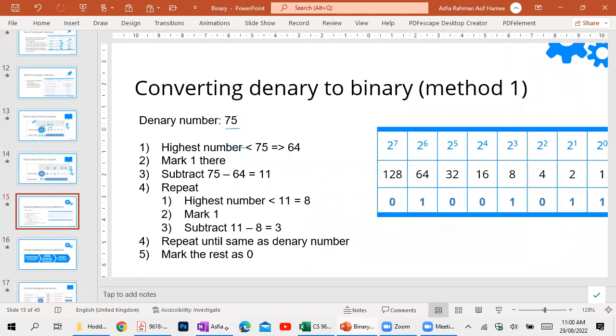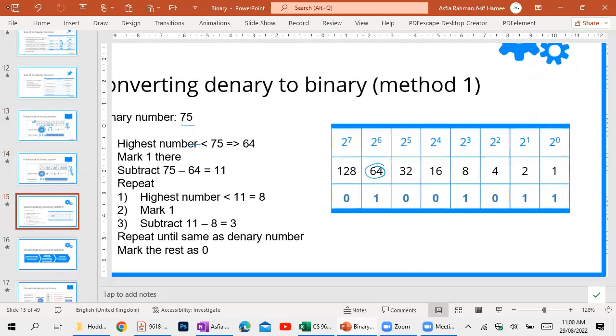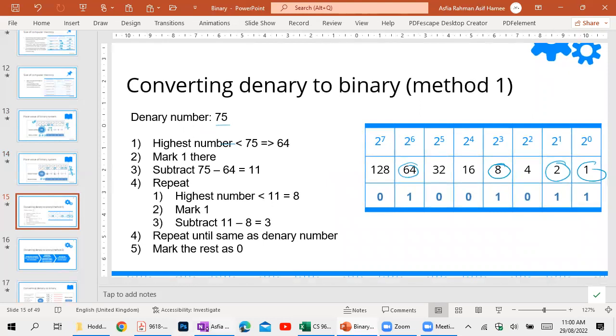To convert the denary number 75 into binary, you find the lesser number 64, mark 1 there, and subtract, which gives you 11. Then 8: 11 minus 8 is 3, then 2, and 1. Repeat until the sum is the same as the denary number, and mark the rest as 0.